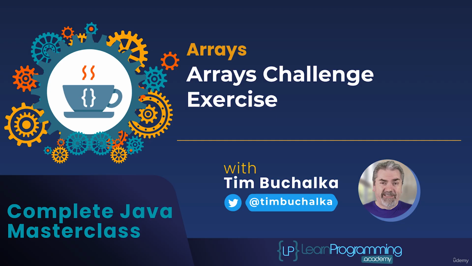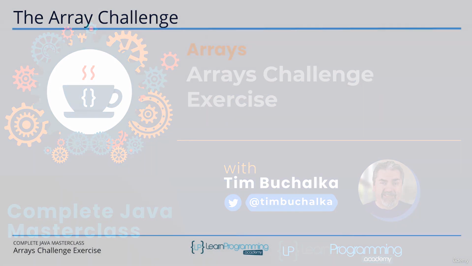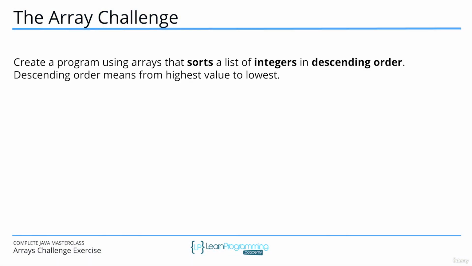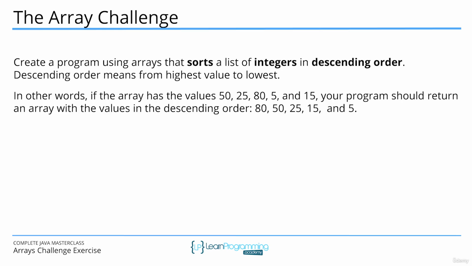Okay, it's challenge time for arrays. In this challenge, I want you to create a program using arrays that sorts a list of integers in descending order. Descending order means from highest value to lowest. In other words, if the array has the values 50, 25, 80, 5 and 15, your program should return an array with the values in the descending order 80, 50, 25, 15 and 5.